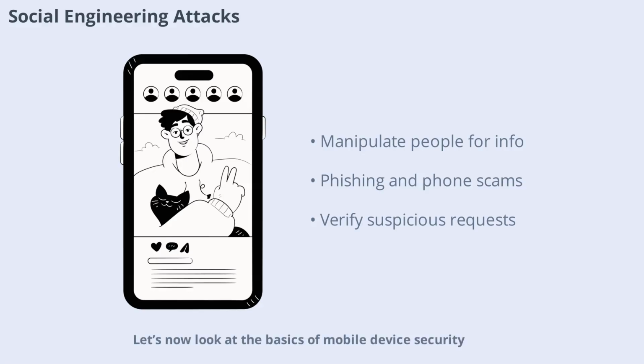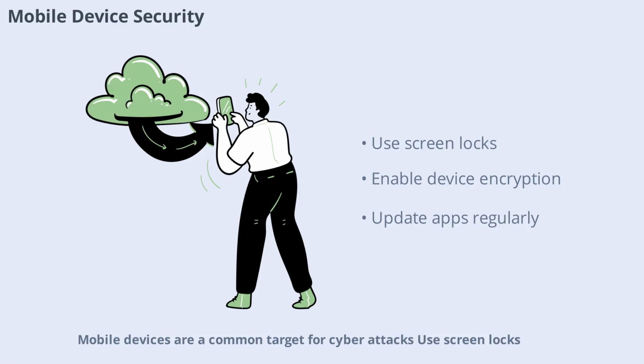Let's now look at the basics of mobile device security. Mobile devices are a common target for cyber attacks. Use screen locks, enable device encryption, and install security updates promptly. Only download apps from trusted sources and be cautious with app permissions. Mobile security is just as important as securing your computer.